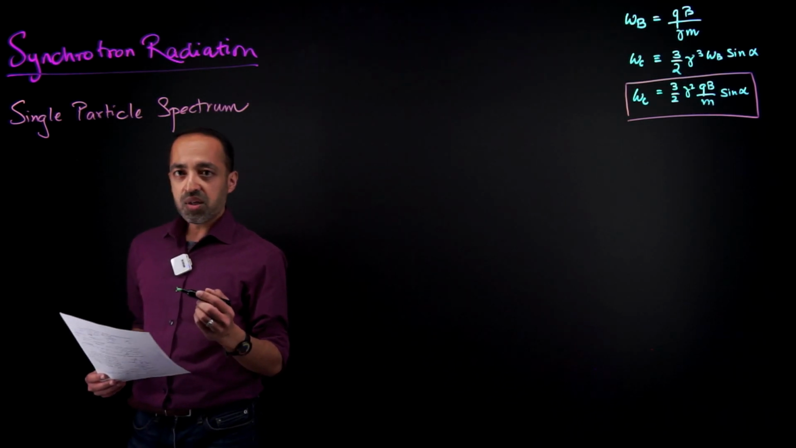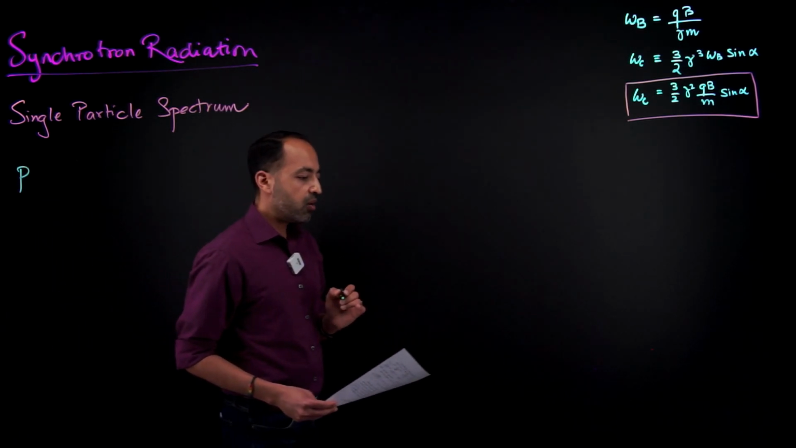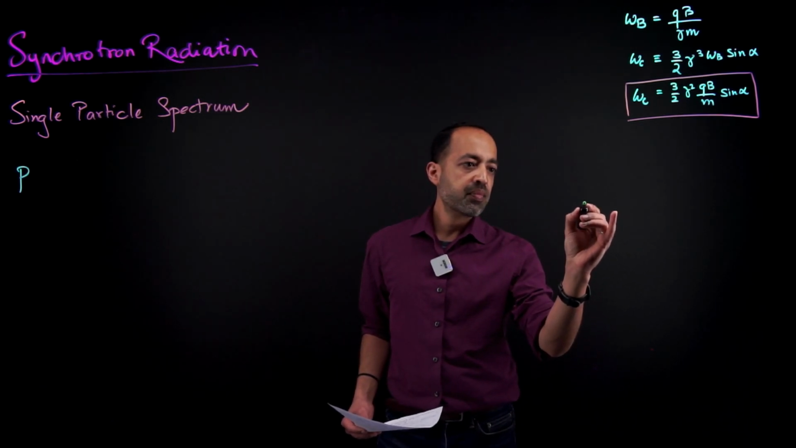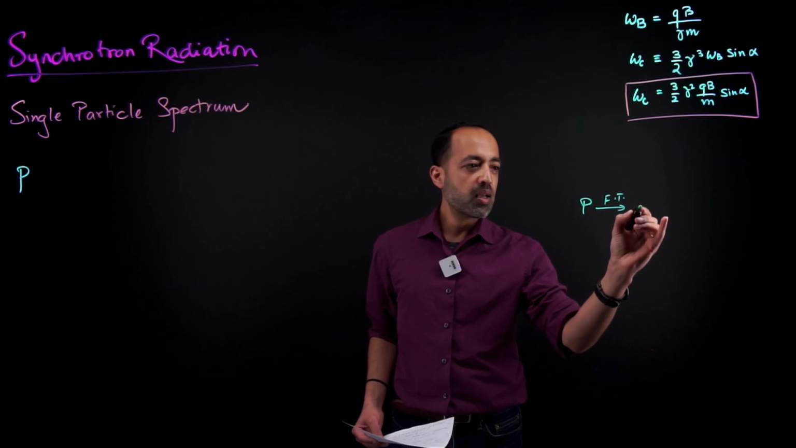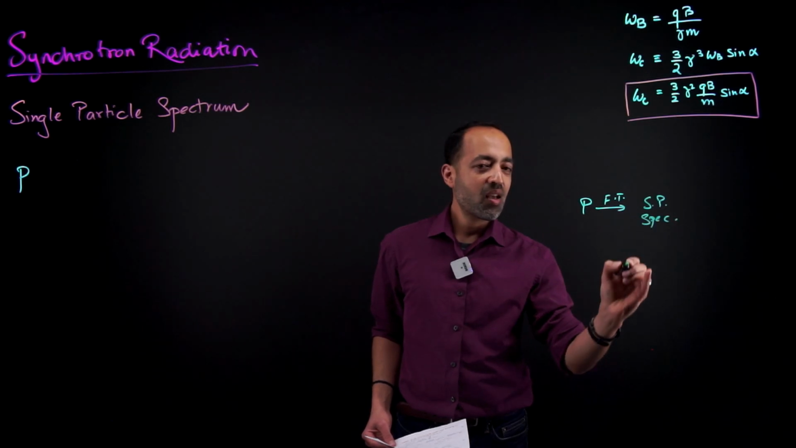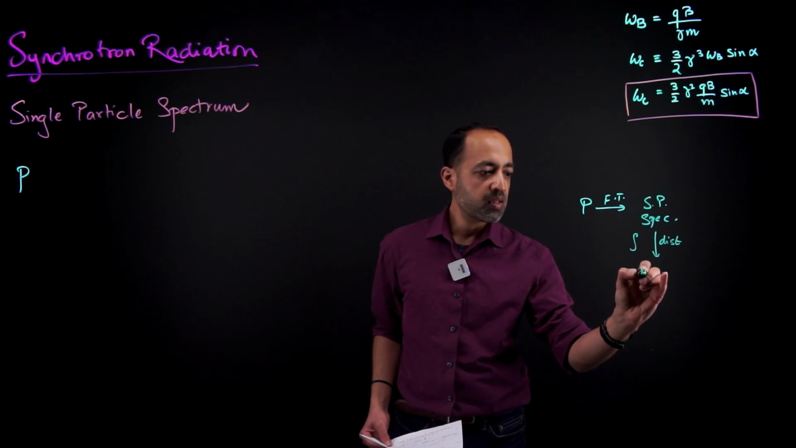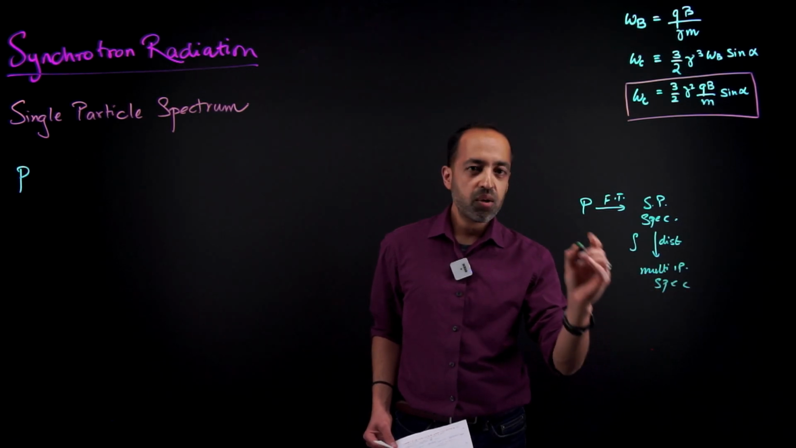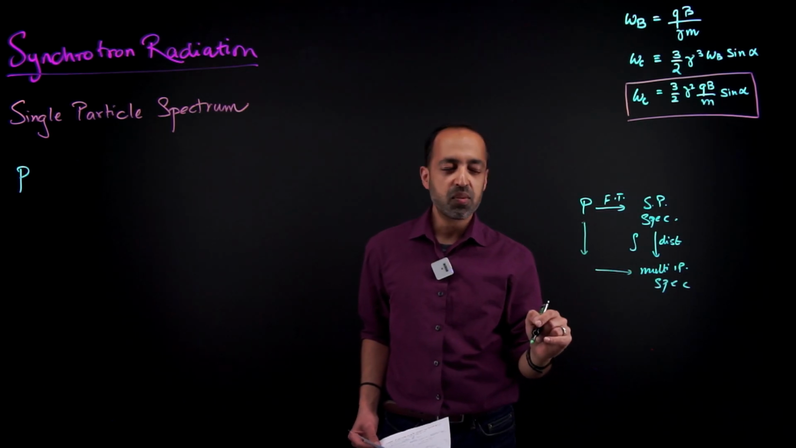So if you wanted to do this, what you would do is you would take the power, and there are various ways to go about this. So let me just draw a little diagram here. You can take a single particle power, you can do a Fourier transform of the single particle power, and you can get the single particle spectrum. And then you can integrate this over a particle distribution, and you can get a multi-particle spectrum. Or you can take the single particle power, integrate this over the distribution, then take the Fourier transform and look at the multi-particle spectrum.